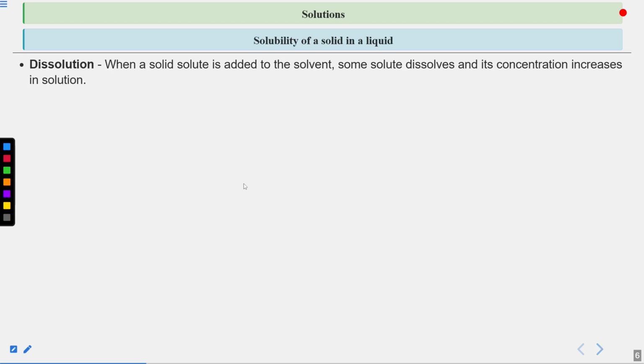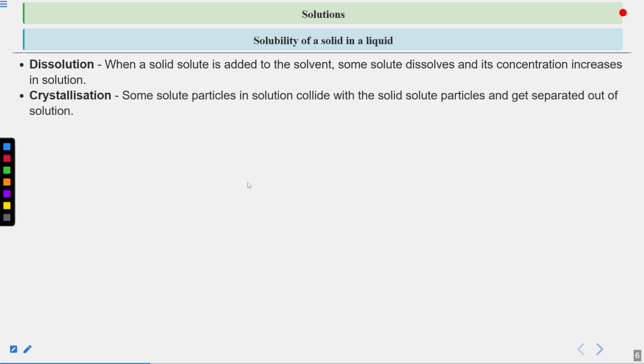Now, the next term is dissolution. What is dissolution? It is defined for a solid solute added to the solvent, when some solute dissolves and its concentration increases in solution. So the breaking down of the solid solute in the solvent is termed dissolution. Then what is crystallization? Crystallization can be seen as the reverse of dissolution, where the solid solute particles crystallize out of the solvent and gain the solid form.